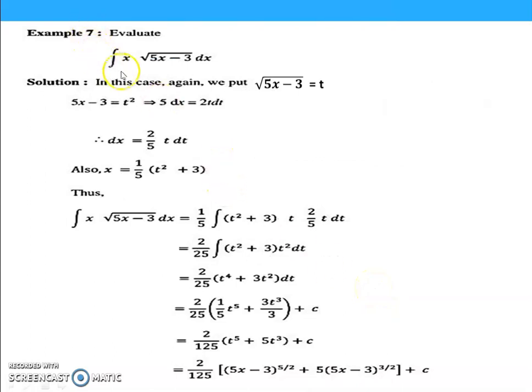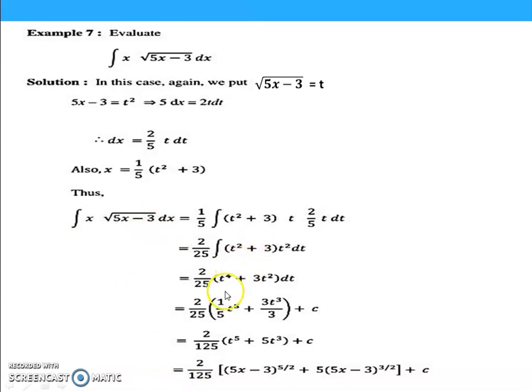Let's take another example. Here I have to evaluate the integral of x times under root of 5x minus 3. Firstly, I'll remove the square root sign. For this, I am substituting 5x minus 3 equal to t. Squaring both sides and taking the derivative, I am left with 5 dx is equal to 2t dt. From here, I can calculate the value of x also and substitute it in the value of the integral.